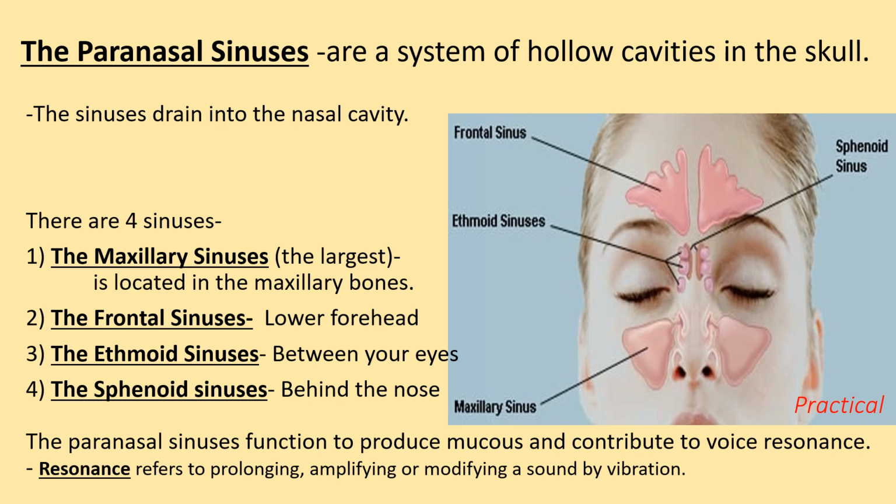They function to produce mucus and contribute to voice resonance. With resonance, we're just talking about prolonging, amplifying, or modifying a sound by vibration, and that is resonance by definition. So a couple of things we want to be familiar with for this slide specifically. We need to know the definition for paranasal sinuses, so hollow cavities in the skull. We want to know what the 4 sinuses are: maxillary, frontal, ethmoid, and sphenoid. We want to know where each of those is located. We have to be able to identify that on a picture because we can see it says practical exam. And then let's know the definition for resonance. All of that is good information.